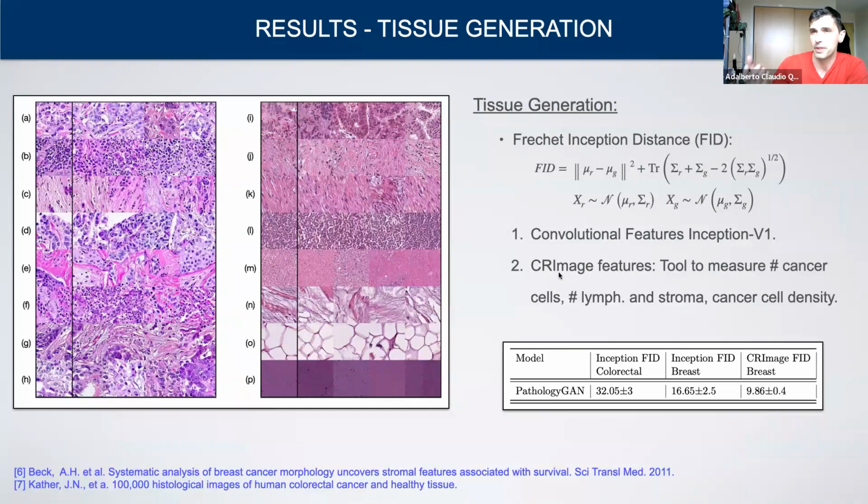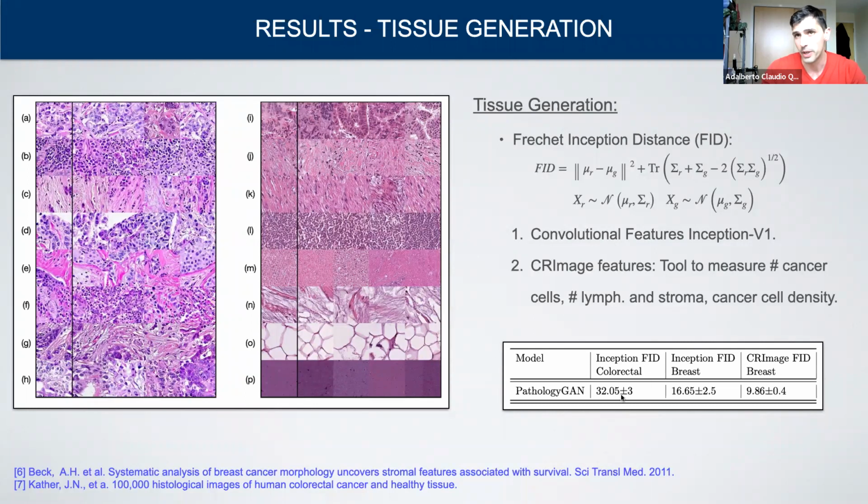We thought that it would also be beneficial to get some kind of measure to quantify the cell activity in the tissue tile. So we use a framework called CRImage, which is just an SVM tool that segments out the cells, and then it gives you a score for the number of cancer cells, the number of lymphocytes and stroma, and the cancer cell density. So in a way, it will also give you another vector for each image, and then you can fit that again into the multivariate Gaussian.